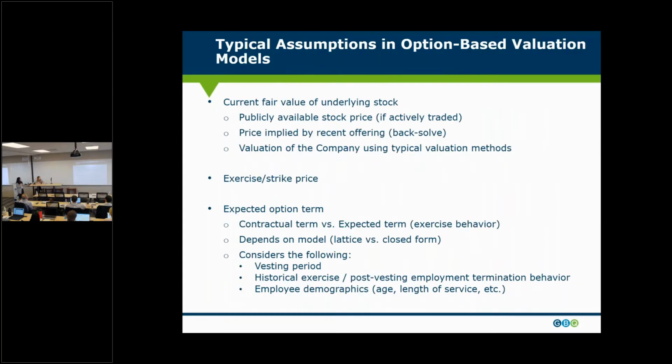So current fair value, typical assumptions that go into that: publicly available stock price, if one, price implied by a recent offering, or value of the company using typical methods. You also need your strike price. So that was the underlying value. You have your strike price and expected option term. A lot of times with private equity firms, we assume about 5 years. That would be the expected term of this kind of option.